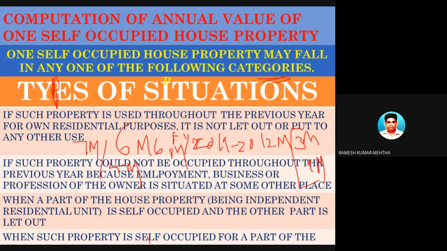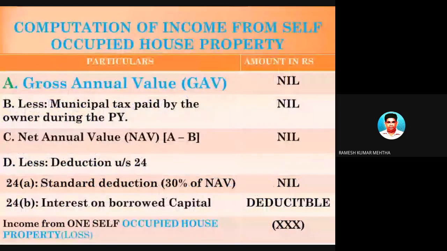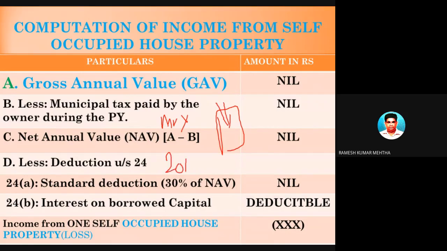Let's take up the first situation. What is the first situation? The first situation is that the house property is self-occupied by the owner of the house property throughout the financial year. So what does it mean? There is a house property, and the house property belongs to Mr. X, and Mr. X is using the house property throughout the financial year 2019-20 for his residential purpose, and it is self-occupied. We use the word self-occupied.